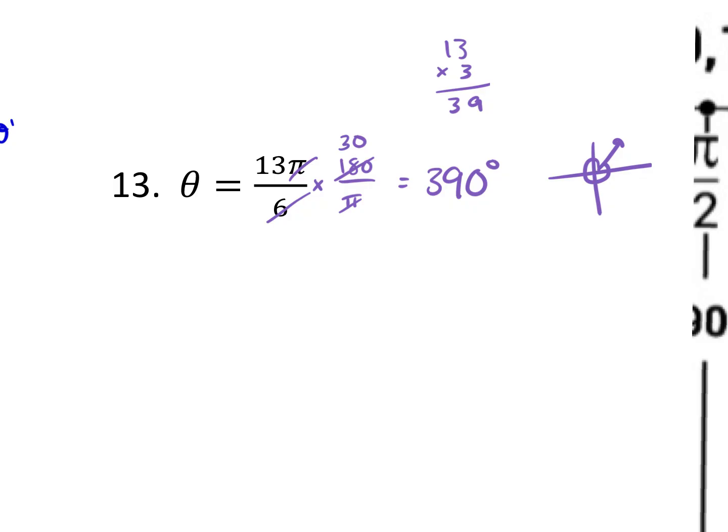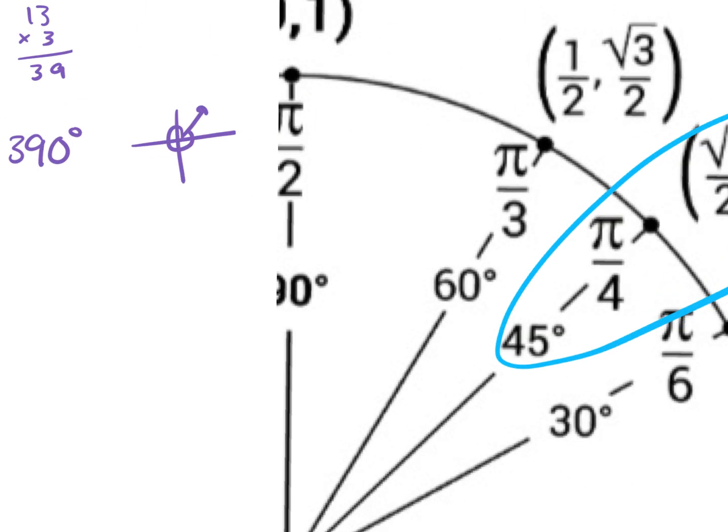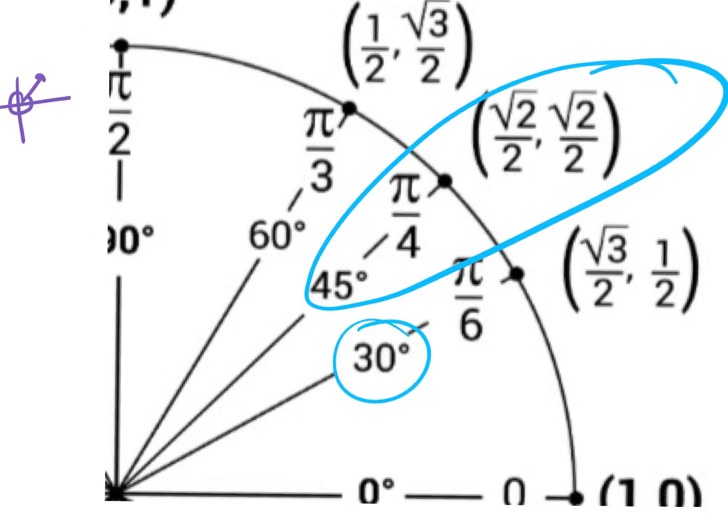They're not all going to be in the first quadrant. You just find your reference angle. Because if our reference angle was 30, you can just use your 30 degrees on your first quadrant.